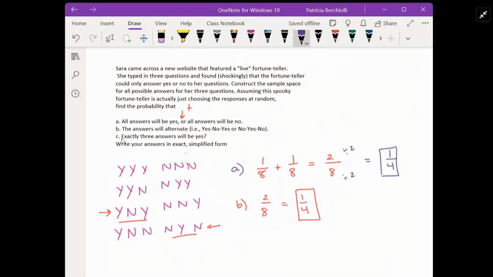Now, in part C, we want exactly 3 answers will be yes. Well, it's only 3 questions, right? So it's only 3 questions, so there's only one way to get all 3 yeses. So it's just this one out of all 8 possibilities.